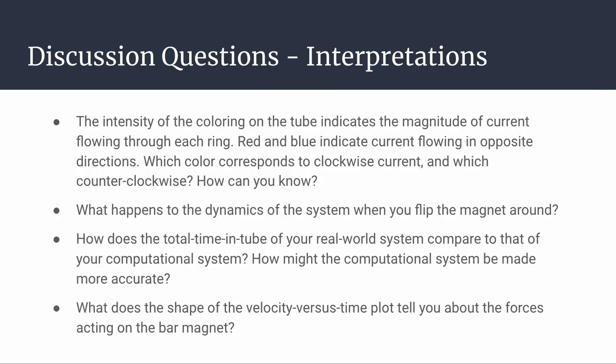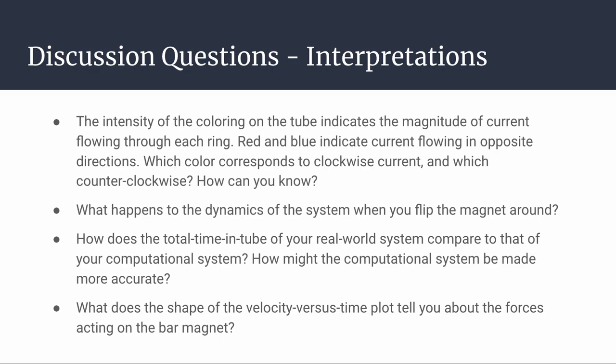On to some discussion questions. The intensity of the coloring on the tube indicates the magnitude of current flowing through each ring. Red and blue indicate current flowing in opposite directions. Which color corresponds to clockwise current and which counterclockwise? And how do we know? Using Lenz's law, red corresponds to counterclockwise and blue to clockwise, as this is a combination that slows the magnet down. What happens to the dynamics of the system when you flip the magnet around? It would still be slowed down, but the currents would flow in opposite directions.